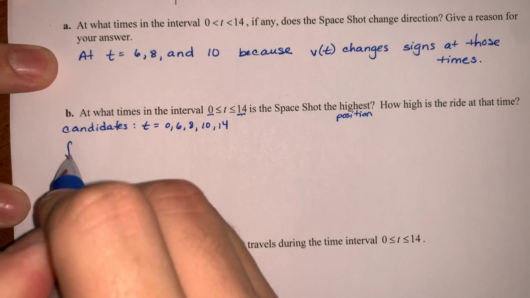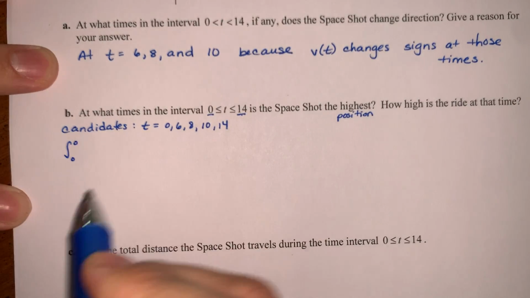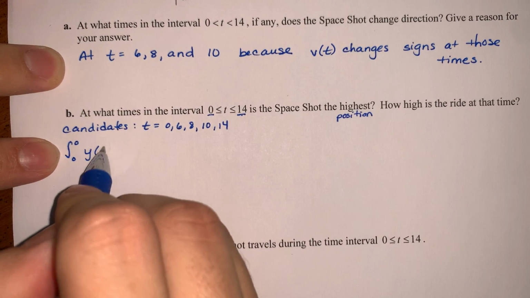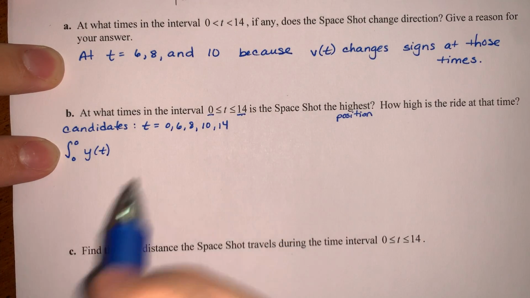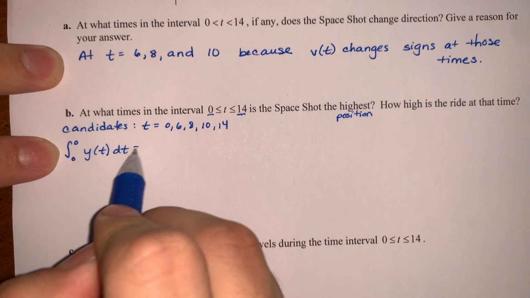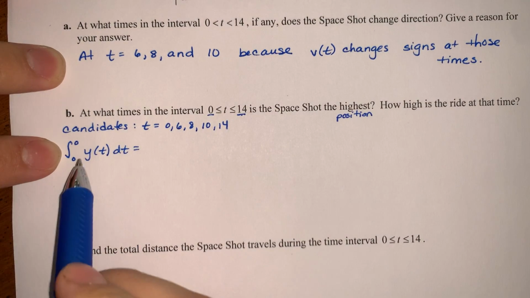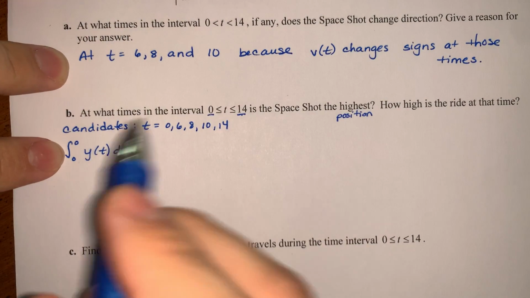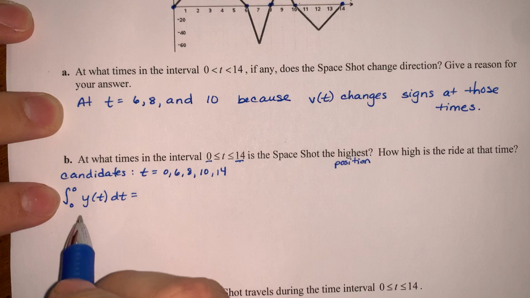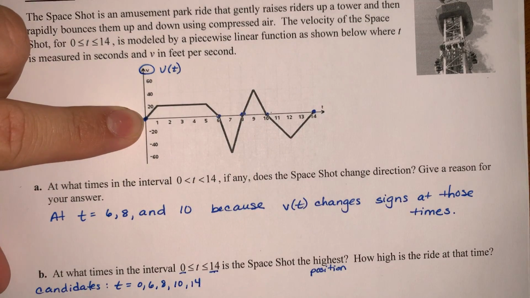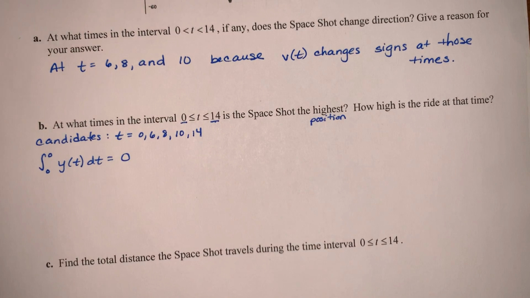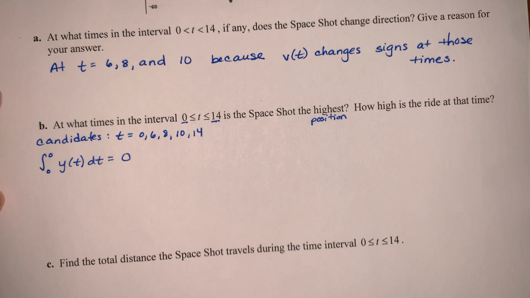First of all, I'm going to integrate between the time 0 and 0 of our position y of t, dt. I'm saying y, I don't know why I chose y as position, I guess because it's along the y-axis, all right? So really the area under the curve between 0 and 0 of our position function is going to be pretty much 0. So it's likely not going to be that one.